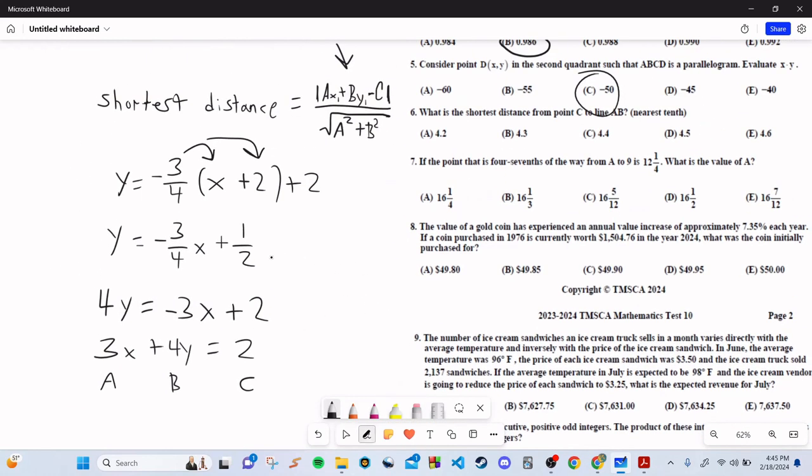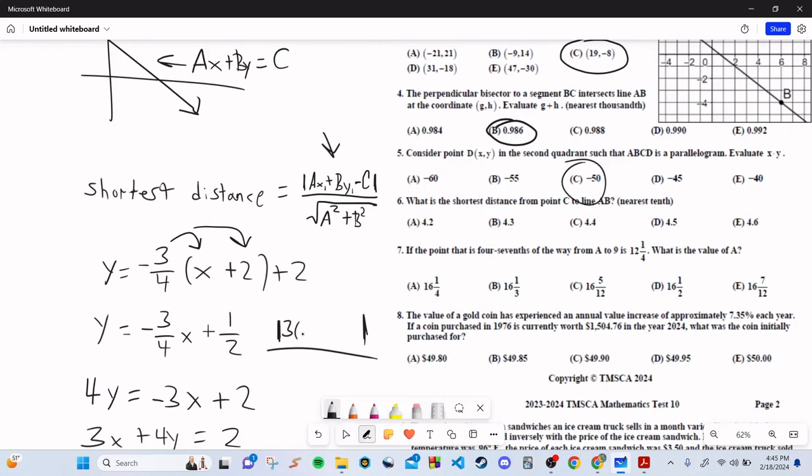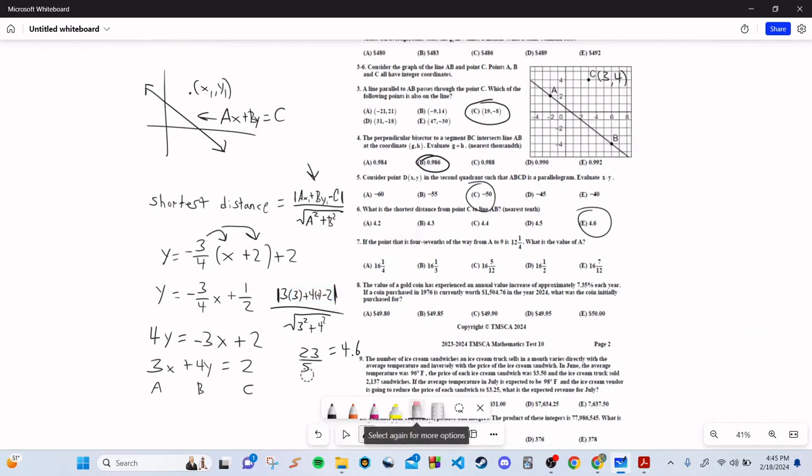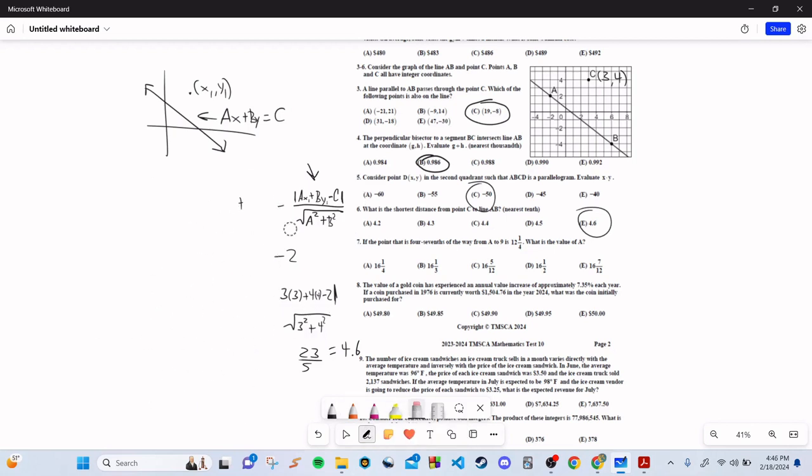So now we can use this formula. So I have 3 times, and point C was 3, 4. So 3 times 3 plus 4 times 4, and we're going to subtract 2, all over the square root of 3 squared plus 4 squared. So I believe this should come out to 23/5, which is 4.6. So that's our answer. So make sure that you know this formula. Very important. You see this kind of question a lot in the math tests.